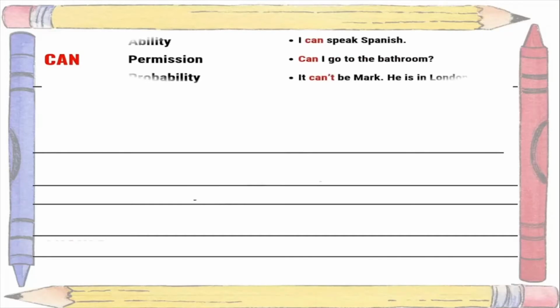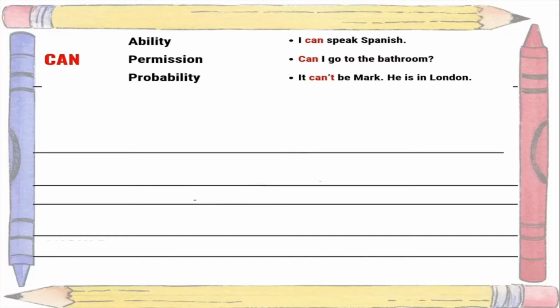So can is one of the most important of modal auxiliaries. Can shows ability, permission and probability. Look at the example sentences, you will understand it better. For ability, when I say I can speak English, Spanish, it means I know Spanish and I have the ability to speak it. Permission: can I go to the bathroom? I want to use the bathroom, so I'm not directly walking into the bathroom because it belongs to someone else. So I'm asking for permission.